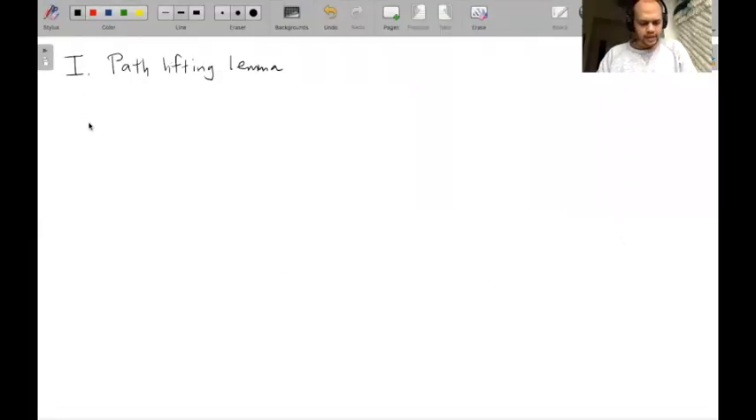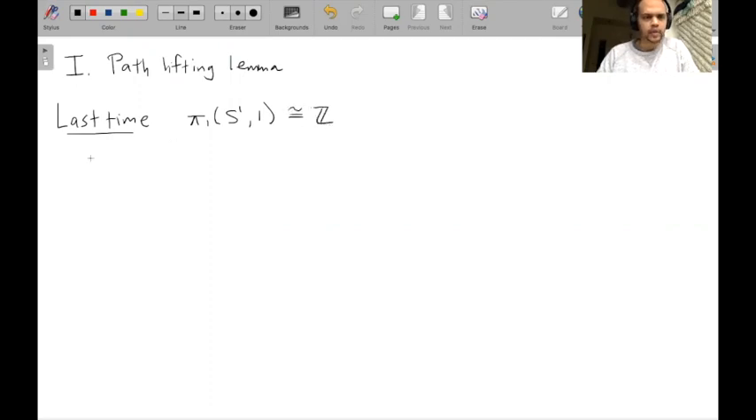Okay, so last time, the main thing we talked about was the fundamental group of the circle. And we discussed why the fundamental group of the circle is isomorphic to Z. So let me just briefly recall the highlights of this. I'll break it up into 3 steps.